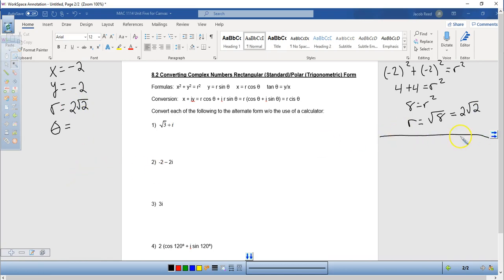I need to know my theta. So tangent theta has to equal negative 2 over negative 2, which is positive 1. So where is tangent theta equal to positive 1? The only place, well, not the only place, but the easiest place, 45 degrees. So we fill it in. R is 2 square root of 2, cosine 45 degrees plus i sine 45 degrees.